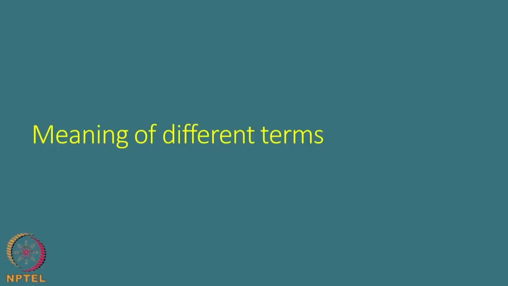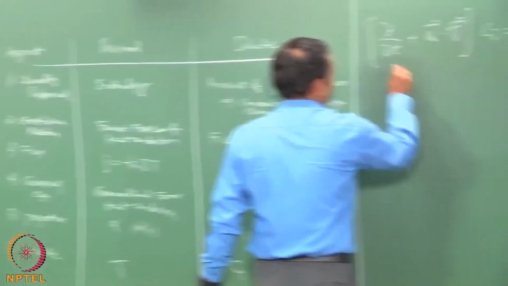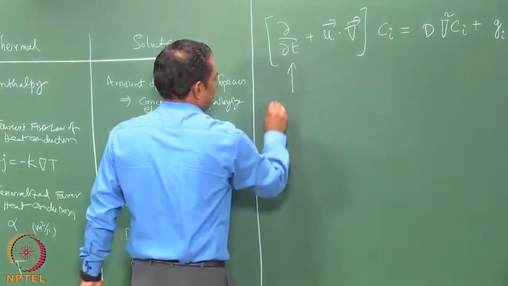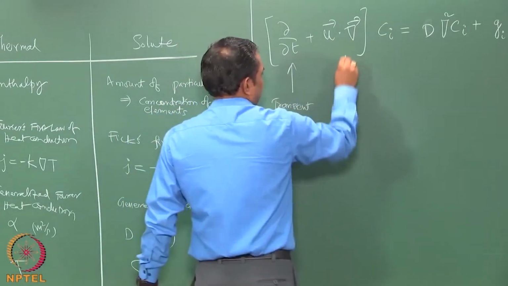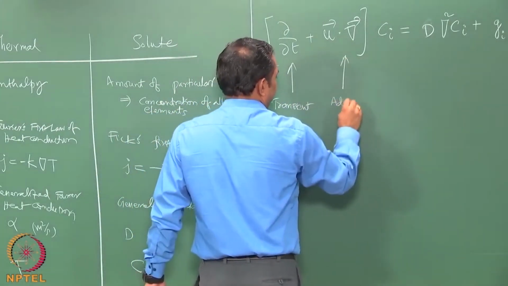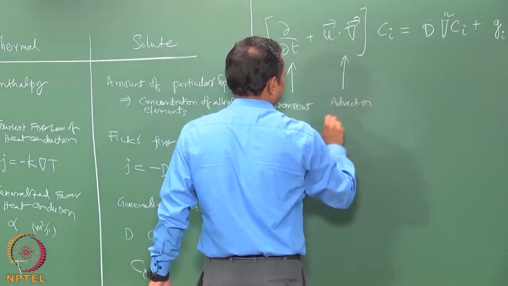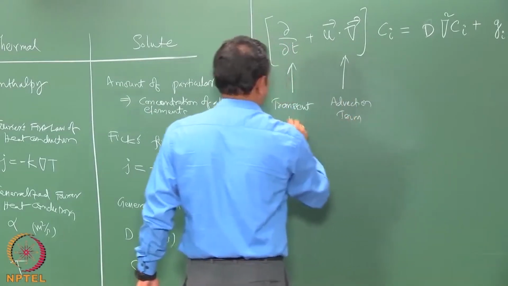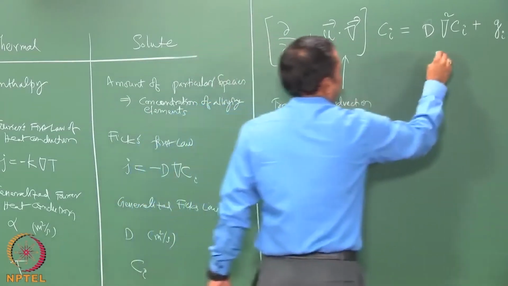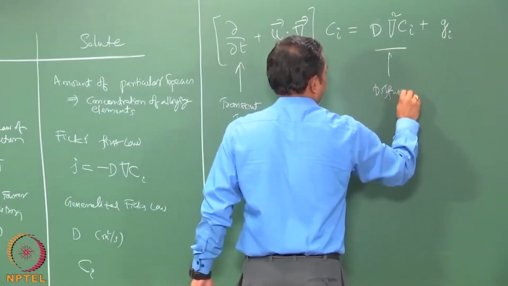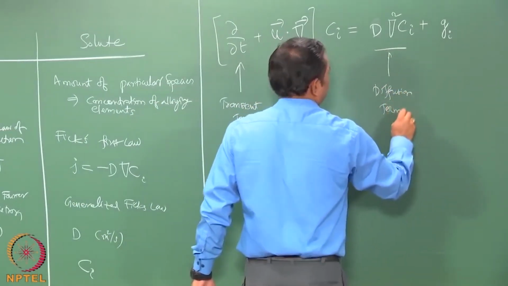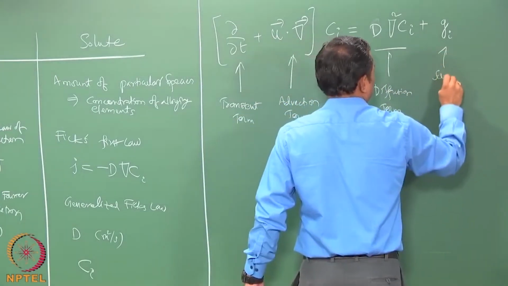This term, which would come as dou Ci by dou t, is the transient term. This is nothing but the advection term or convection term, and this is the diffusion term, and this is the source term.